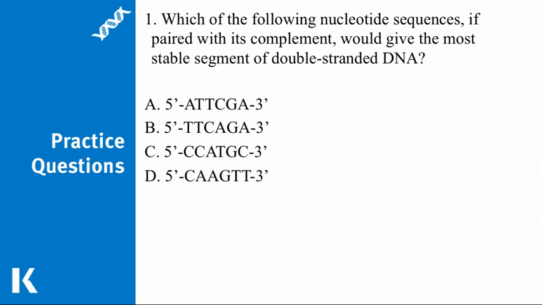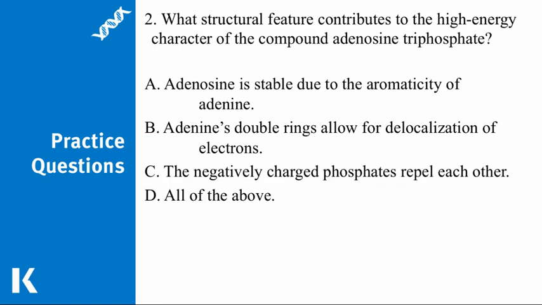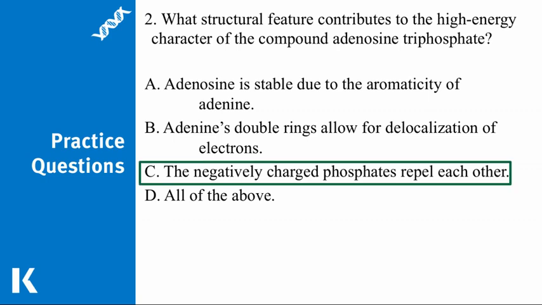The first practice question tests your knowledge of DNA stability. The correct answer is choice C, because the strand with the highest percentage of cytosine-guanine pairs will have the most hydrogen bonds and thus have the greatest stability. The second practice question addresses your knowledge of ATP. The correct answer is C. Adenosine triphosphate, or ATP, is a high-energy molecule because the negatively charged phosphate groups want to get away from each other.